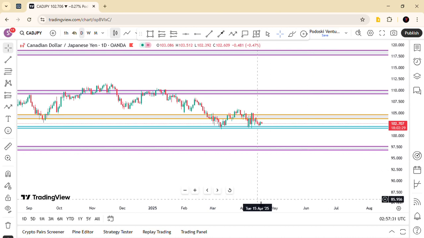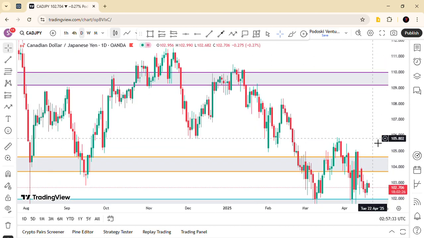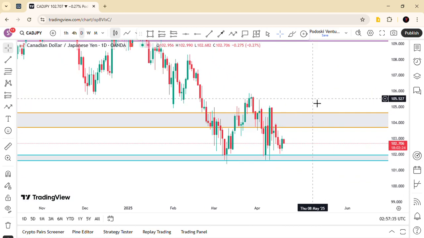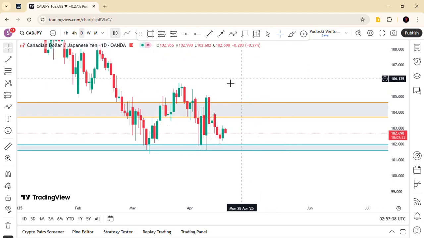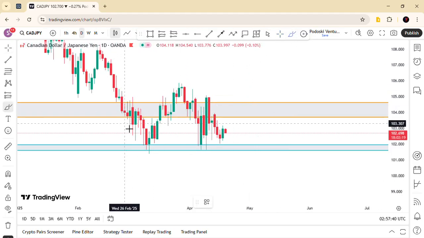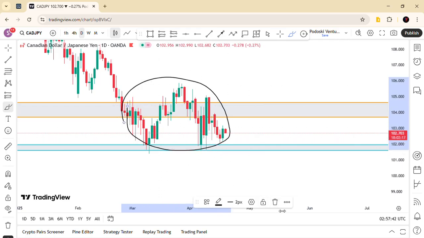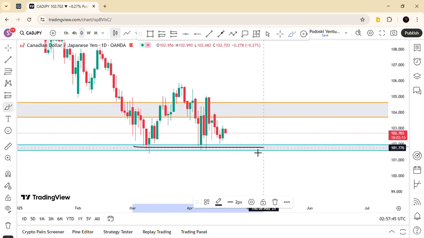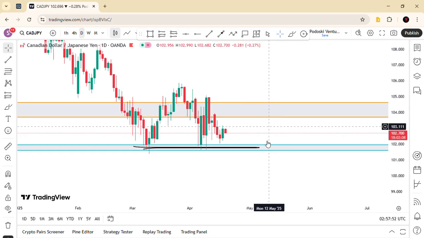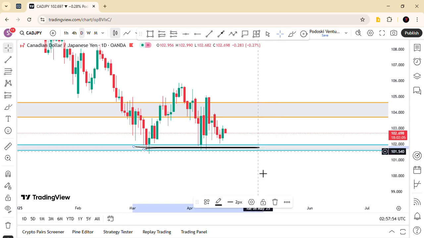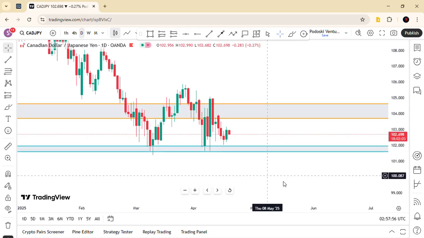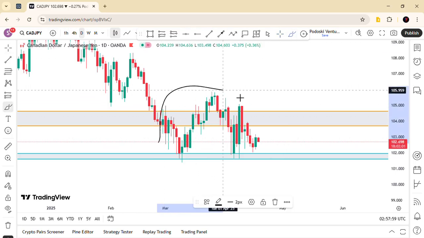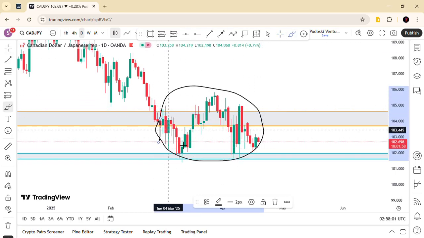As we go to the lower time frame, we are just going to be looking for selling opportunities on CAD JPY. So here we are on the daily time frame on CAD JPY, and if you watch closely, price has been consolidating in this zone. But before that, this is my daily midway zone on CAD JPY. Price has been consolidating or ranging in this particular zone for a couple of days now.